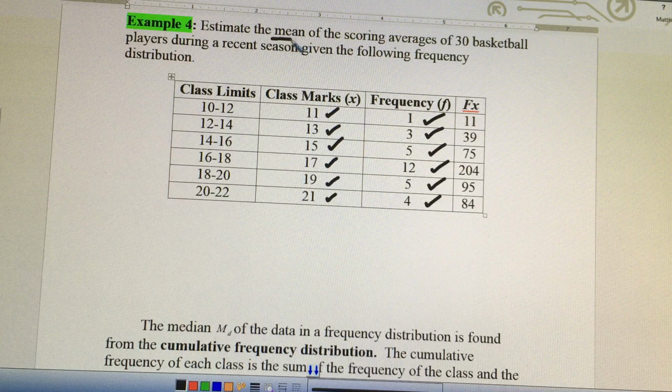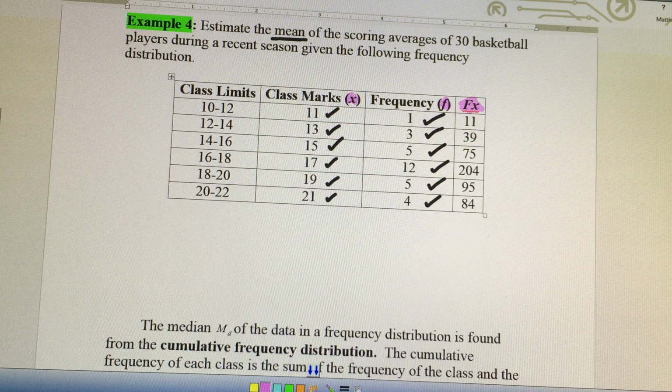This example number 4 is asking us to find the mean. Now take a look at this last column out here, fx. The way that they got this fx column is by taking the x column and the f column and multiplying them together. So 11 times 1 is 11. 13 times 3 is 39. 15 times 5, 17 times 12, 19 times 5, and 21 times 4.